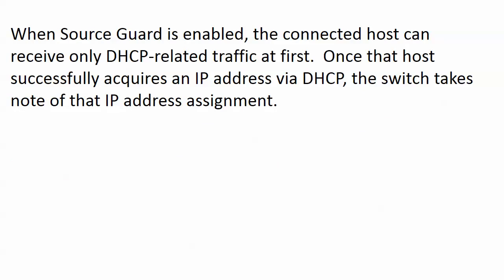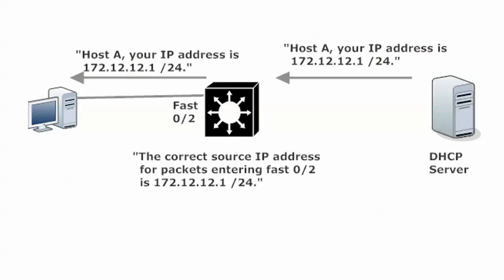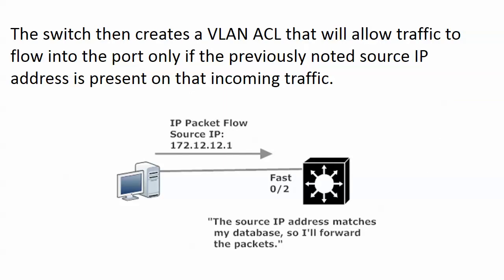But once that host successfully gets its IP address, the switch takes note of that IP address assignment. It says, okay, we're passing on this DHCP message through fast0/2. The IP address being assigned is 172.12.12.1/24. Make a note of it in the multi-layer switch database, and from now on, that's where, of course, the check is going to come in. Because the switch creates a VLAN ACL, we know about those, that will allow traffic to flow into the port only if the previously noted source IP address is present on that incoming traffic.